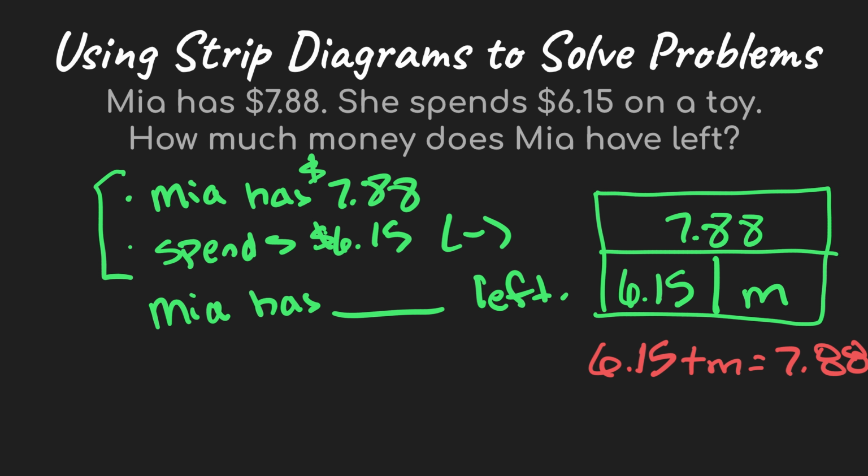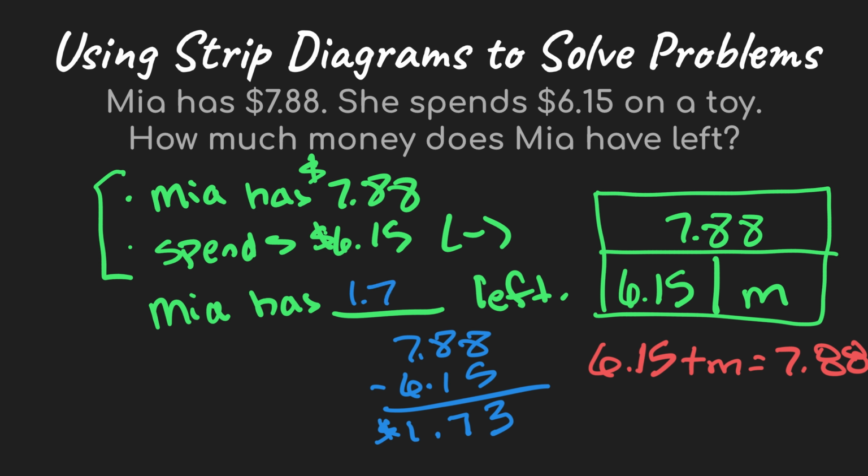So let's subtract $7. Oops, not $7.18. $7.88 minus $6.15. Ooh, I think we may get lucky with no regrouping. 8 minus 5, 8 pennies minus 5 pennies leaves us 3 pennies. 80 cents minus 10 cents leaves me 70 cents. And then $7 minus $6 is $1. So we think she has $1.73 left.